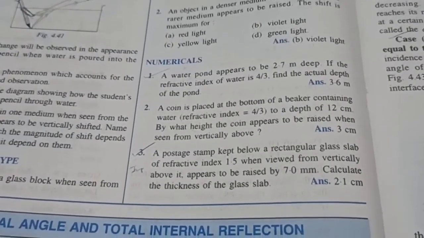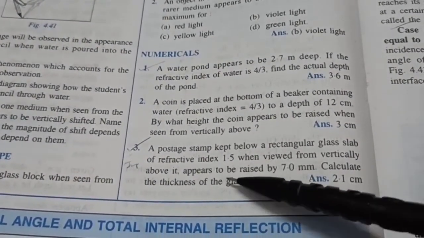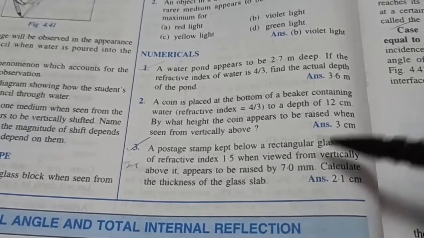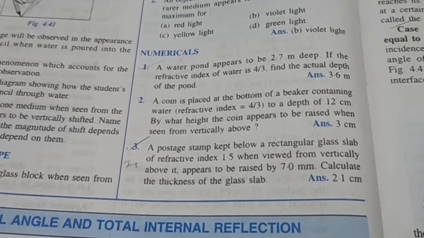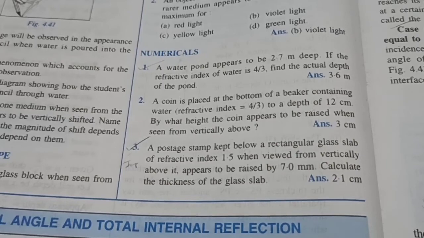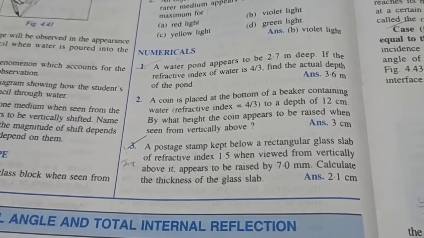Similarly, let's do the question number 3, which is IMP. The refractive index is given and it appears to be raised by 7 millimeters. That means the shift is 7 millimeters, and we've got to find the thickness of the glass slab, which is nothing but the real depth of the glass slab, the depth at which the postage stamp is kept below the glass slab. So we will use a direct formula here.